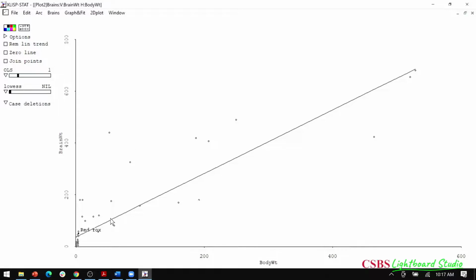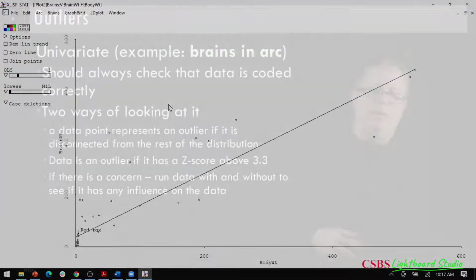This is sort of what's nice about the interactiveness of this program. It's just really cool, and that's why I like using it for demonstration purposes.